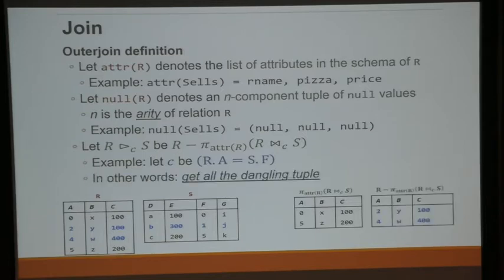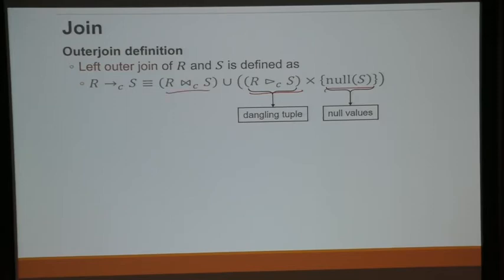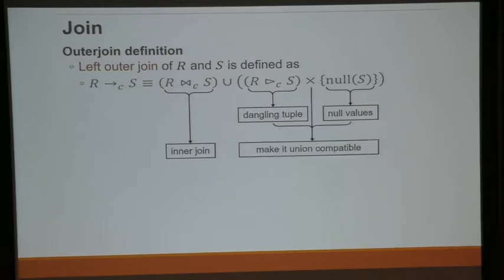So this operator gets all the dangling tuples. This one is the dangling tuple. This one is all the null values. You want to combine those two with the inner join. So left outer join is an inner join plus all the dangling tuples from the left. But before you can do a union on them, they must be union compatible. To make them union compatible, you just do a cross product. So now these two are union compatible, you can union them.